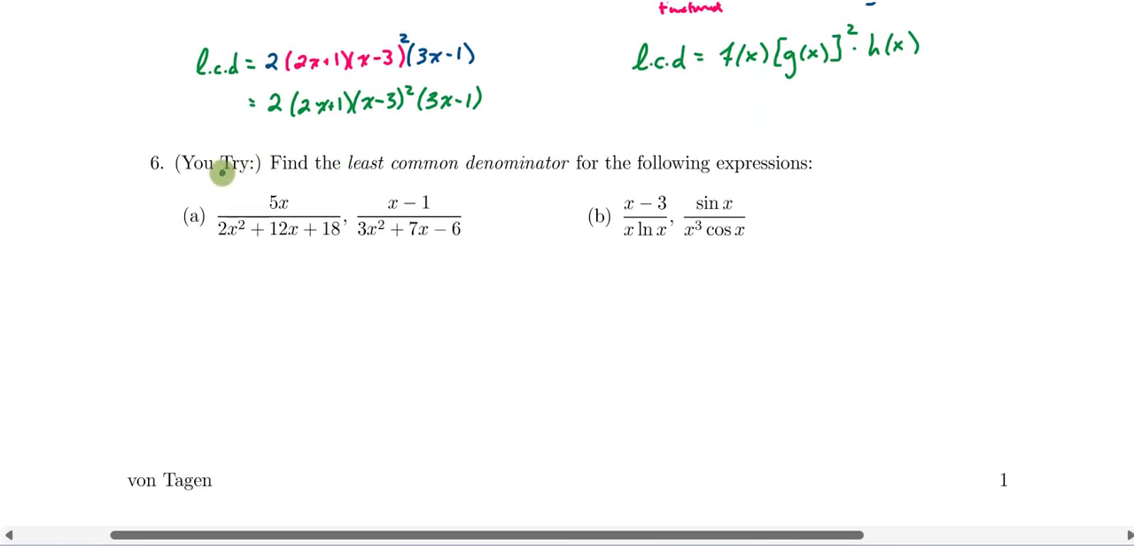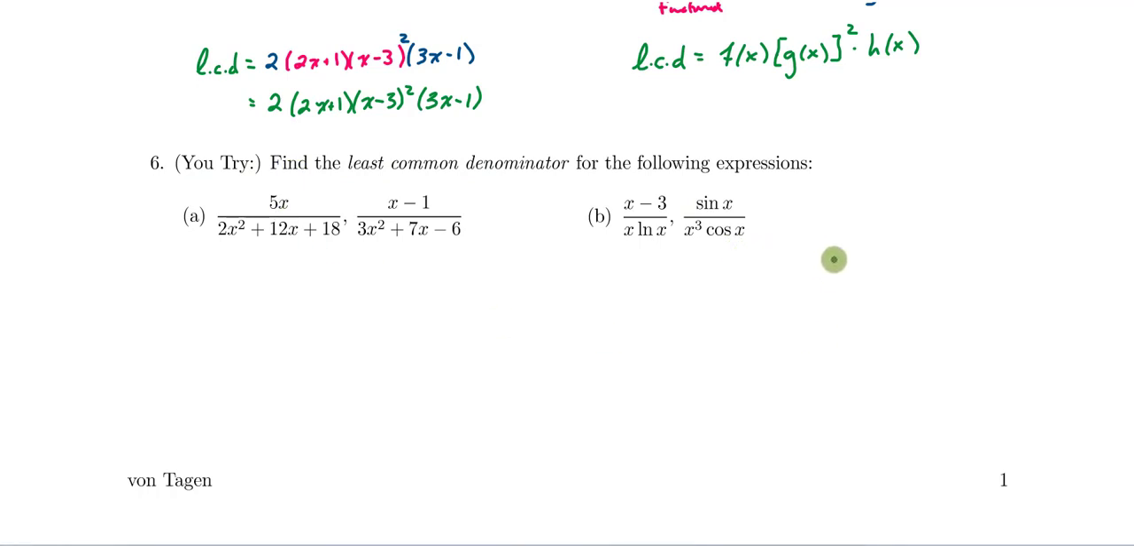And then what I'd like you to do on your own is try to find the least common denominator of these expressions here. Careful here, you'll have to do a little bit of factoring. I'll see you in the next video.